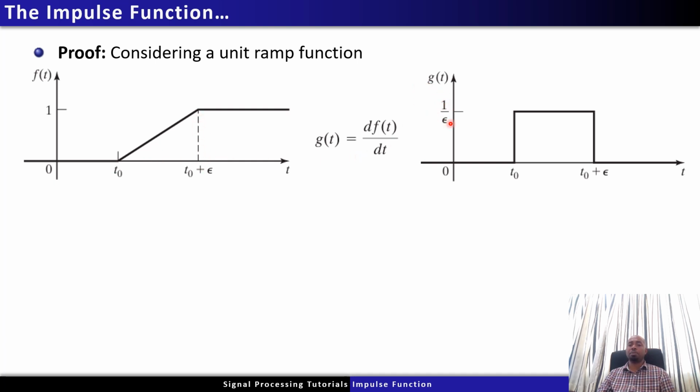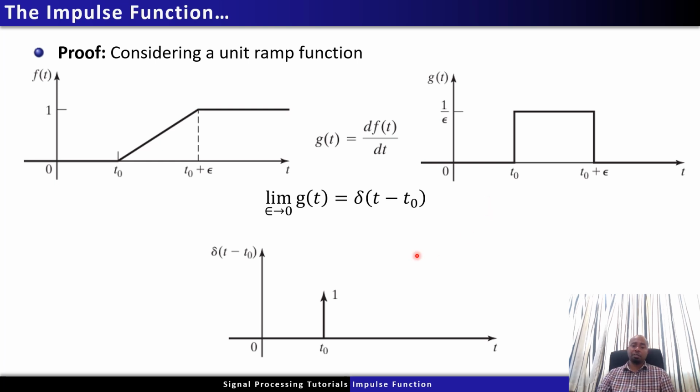So we have 1 over epsilon, and the width of the pulse is epsilon. So you can test from here, if you compute the area of this pulse, it will always be equal to 1, regardless of the value of epsilon. In the limit, as epsilon approaches 0, we make this epsilon very small and close to 0, and then 1 over epsilon approaches infinity. And in that case, this defines the delta function.